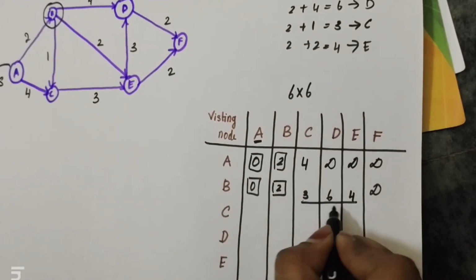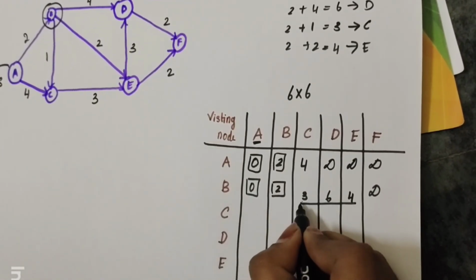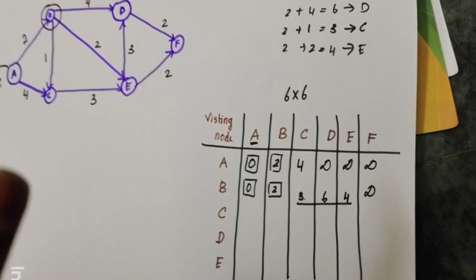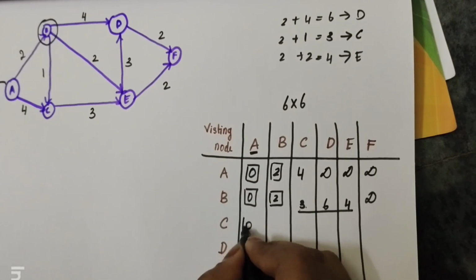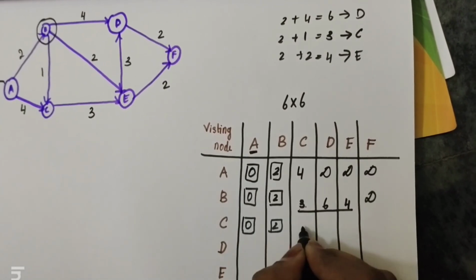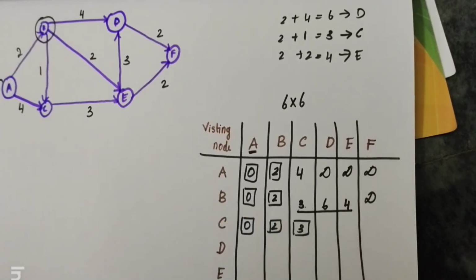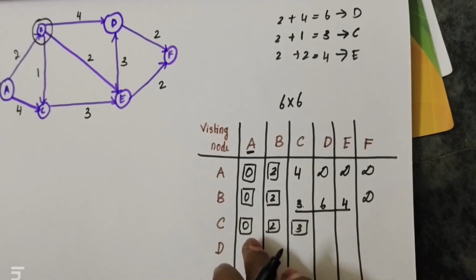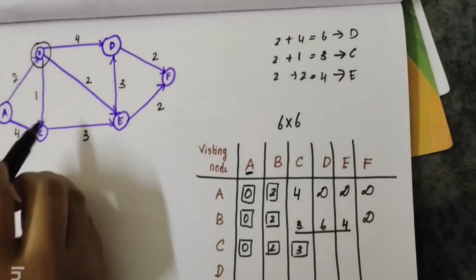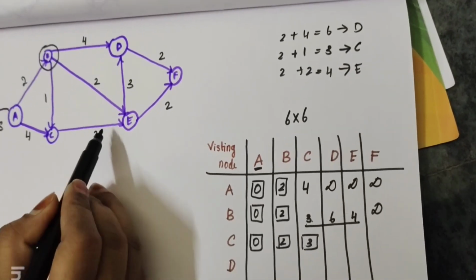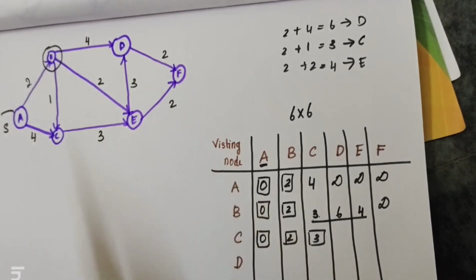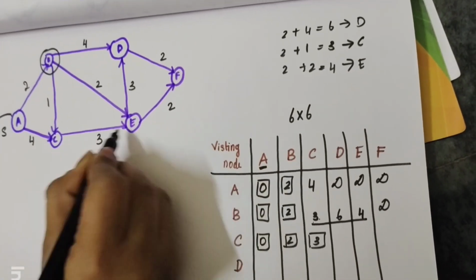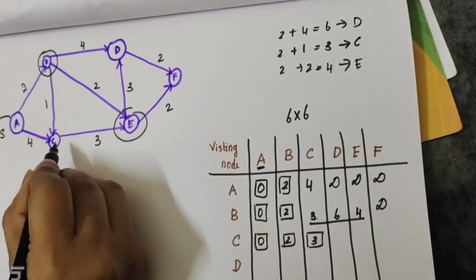From these values, which has the minimum value? C has the minimum value. So the next node that is going to be visited is C. So we'll write these values as such. For understanding, I am marking the visited nodes with boxes. From C, the vertices adjacent to C, the ones outwards from C, is only E. So now we will consider E.